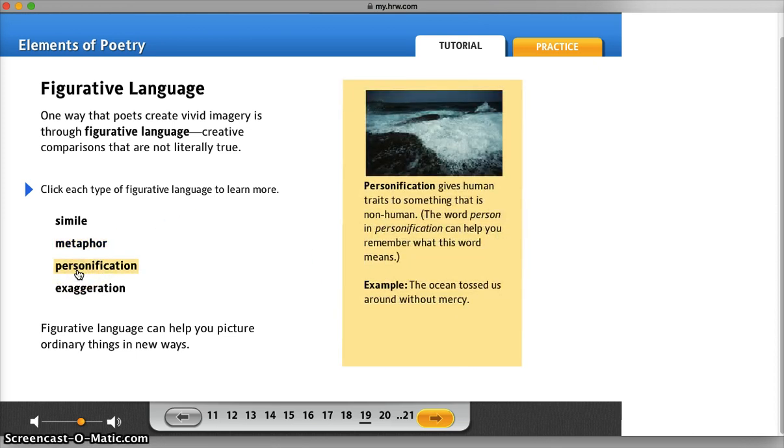Another type of figurative language we're going to focus on is personification. Personification gives human traits to something that is non-human. And the way I remember it is the word person starts this word. Person and human, synonyms. They mean the same thing. So I think to myself, if something acts like a person but is not a person, it's personification. So the example they have, the ocean tossed us around without mercy. An ocean really can't toss you around. A person can, and that's why they're personifying the ocean.